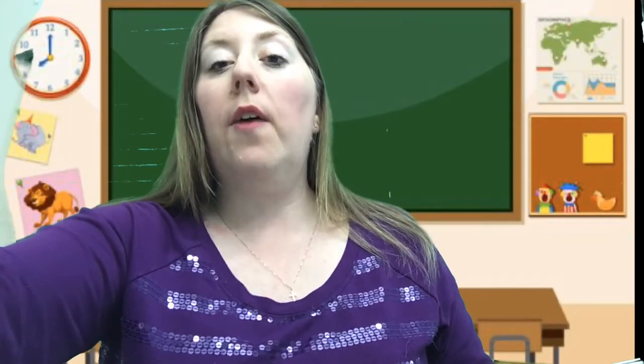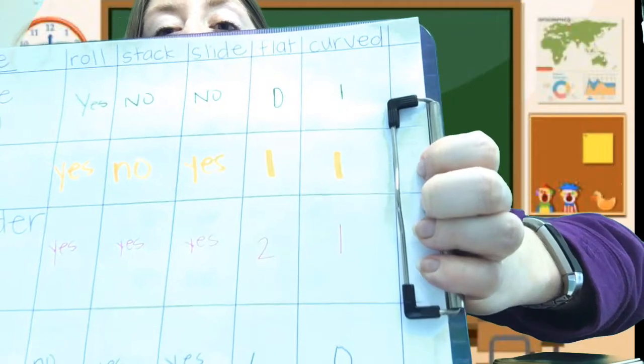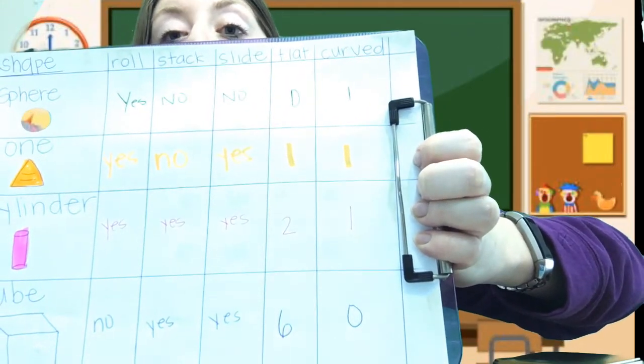And let me show you now the completed chart. And as you can see, these 3D shapes are all around, because these are all objects I got from my house.